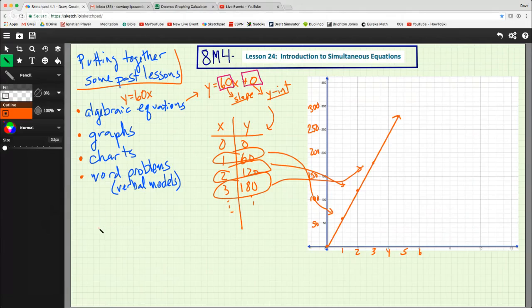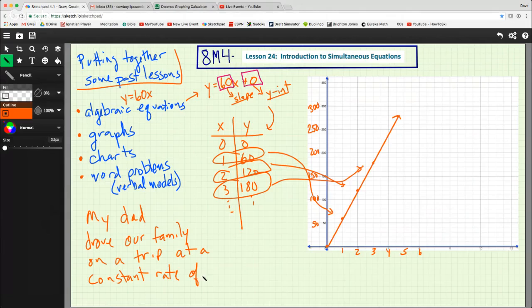So here's my word problem. My dad drove our family on a trip at a constant rate of 60 miles per hour.